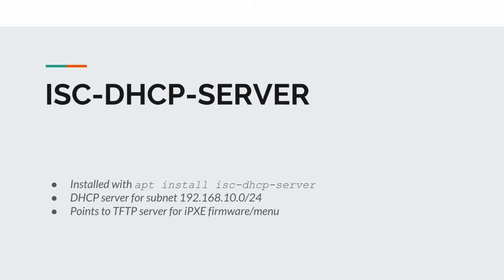ISC-DHCP-server is the DHCP server for our system and will be handing out IP addresses as well as the locations to download iPXE and Windows PE from our TFTP server. This is our DHCP configuration, which will vary depending on your network configuration. Our sample is a very basic version of what you will need for creating a DHCP server. The specific settings on the DHCP server that we want to focus on in this video are the options that relate to iPXE functionality.